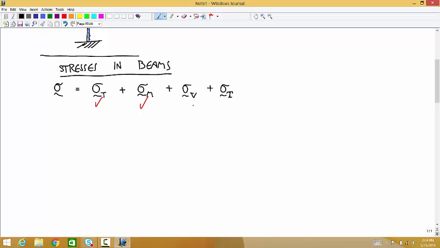So the next thing we're going to talk about is stress due to torsion. No, not correct. Stress due to shear force. Yeah, why would I have done it in that order?